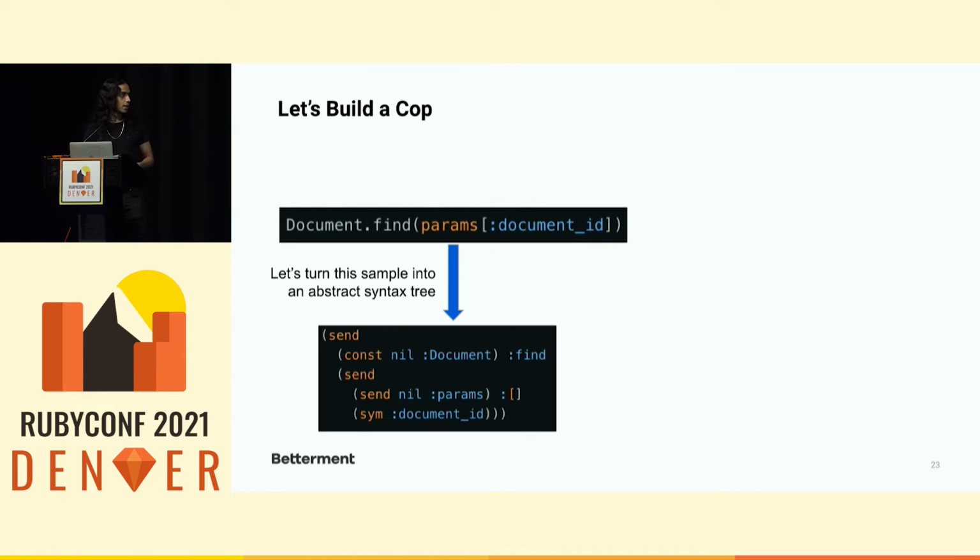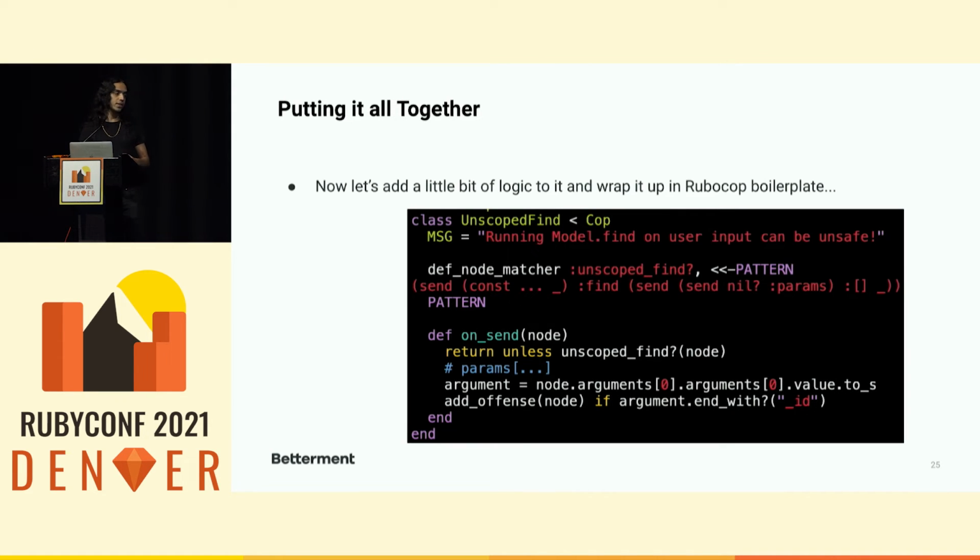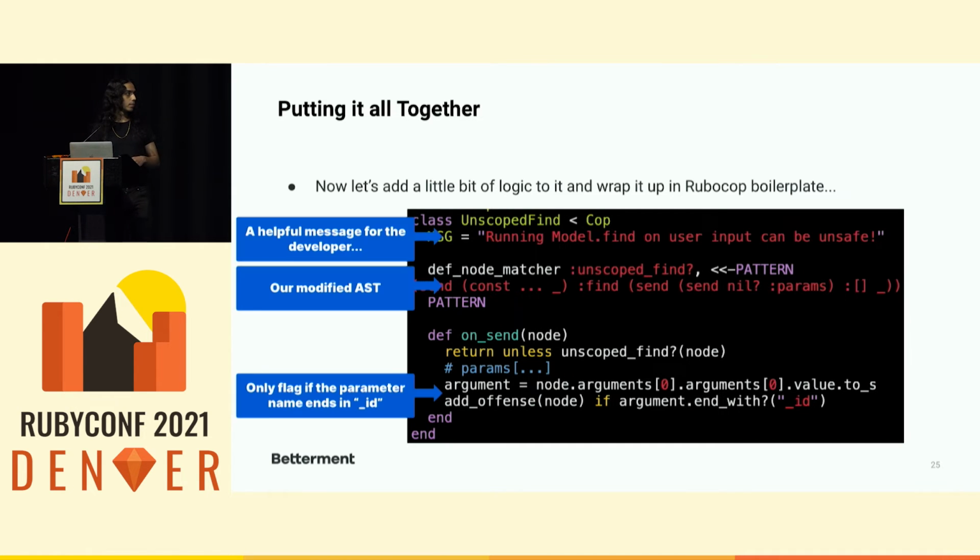Now we know what that looks like, but Rubocop uses a slightly different flavor of abstract syntax tree, so let's modify it just a little bit. And then the one thing in particular that I've taken this opportunity to do is swap out document for a placeholder so that we're not just looking for document objects, but, like I mentioned, this will abstract out to any ActiveModel record. So instead of document, now we can look for any other .find methods. And then we glue in some Rubocop boilerplate code, some little extra logic, and now we've got a fully functional cop. So let's walk through what we've got here.